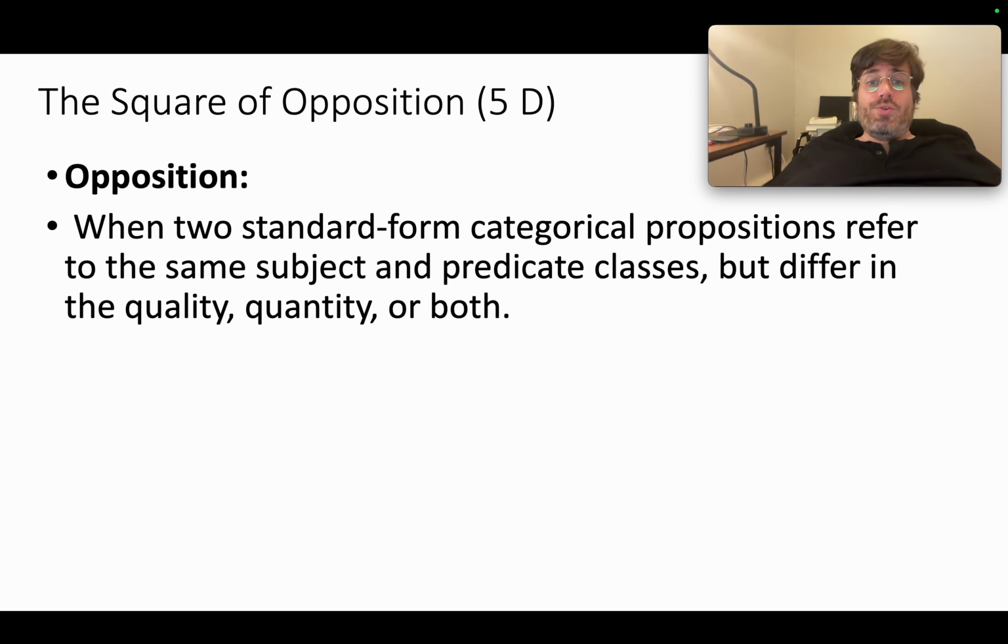The definition is when two standard form categorical propositions refer to the same subject and predicate classes, but differ in quality, quantity, or both. Okay, so opposition refers to two sentences that both take a standard form. And there could be differences amongst their subjects and predicates, as well as their quantity and quality, but there are two of them, and they're both standard form. Then we have opposition of some kind or another. There are different kinds of opposition that we're going to have to study and unpack a little bit further to see what kinds of inferences we can make on the basis of their relation.